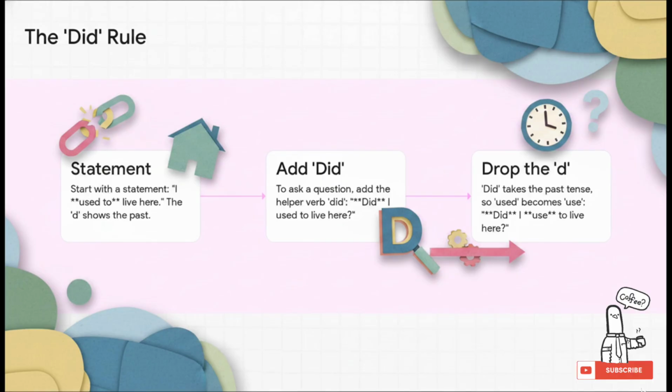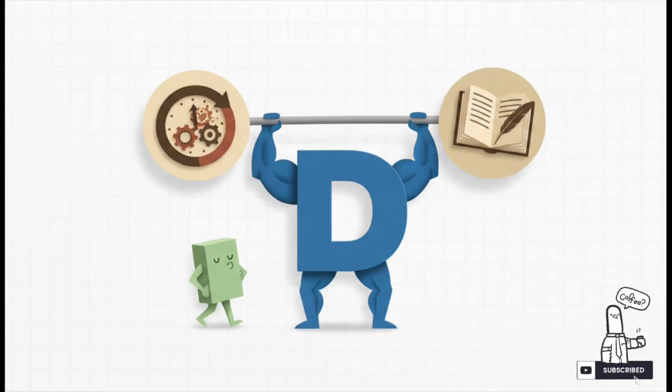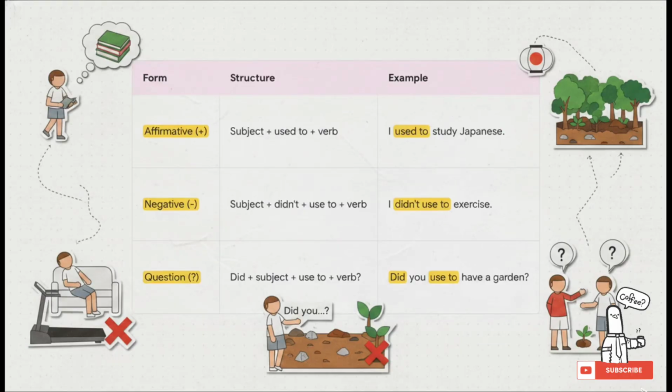So that helper verb "did" swoops in and takes the past tense job, which means "used" gets to relax and go back to its original form, "use." Exactly. The word "did" or "didn't" is doing all the heavy lifting. It's the big signal that shouts, hey, this sentence is in the past, so "use" doesn't need to. It's like "did" is the team captain for the past tense, and "use" just needs to show up for the game. And you can see this pattern laid out perfectly right here.